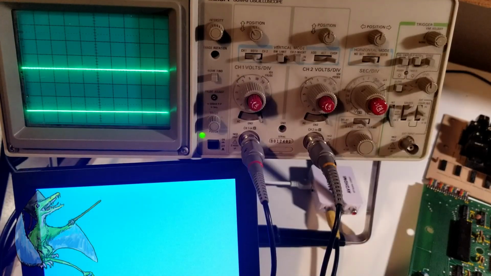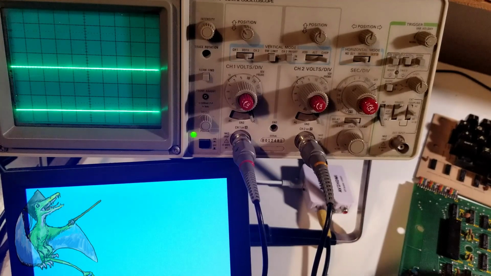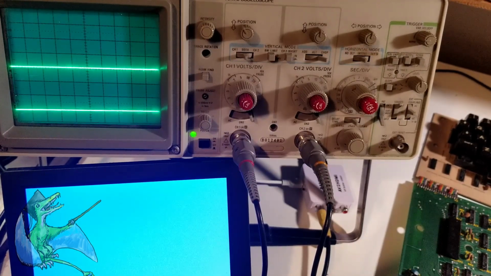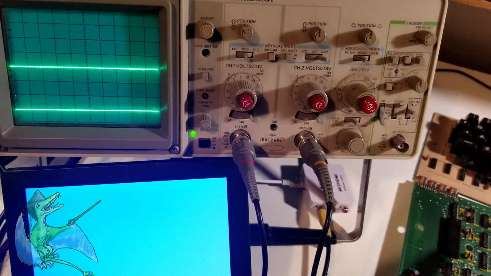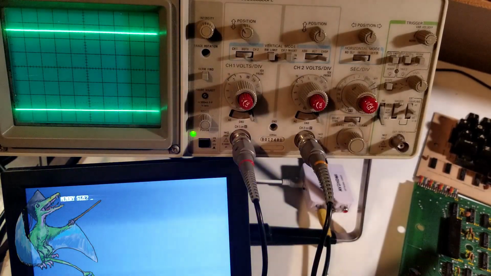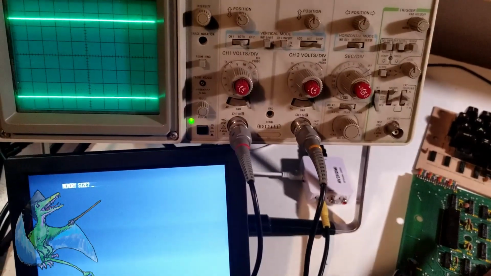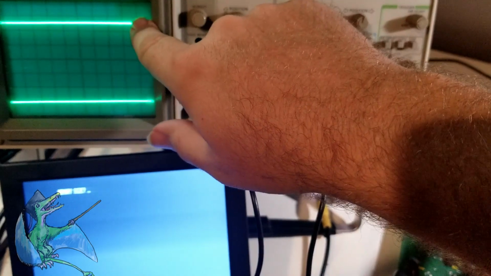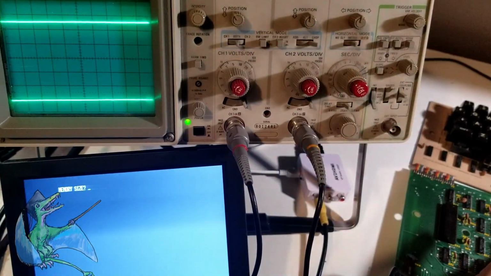All right, I'm going to stick this in here and hold it against this. Try to get a nice tight feel on it. Holding it in there and powering it up. And look at that! Look at that! Sharp!